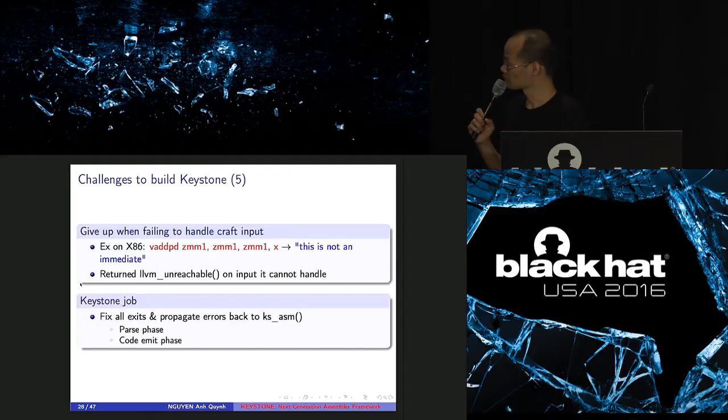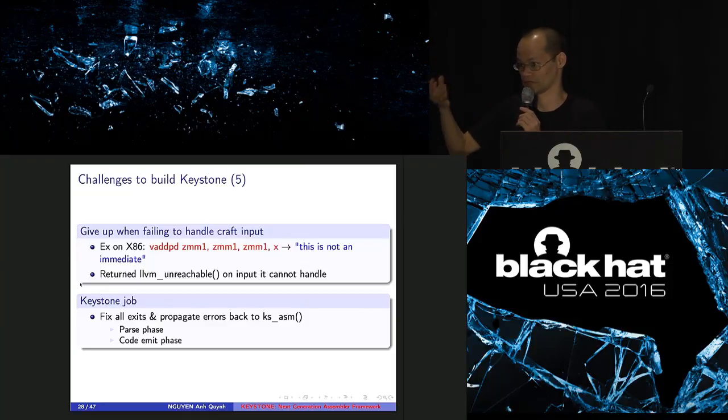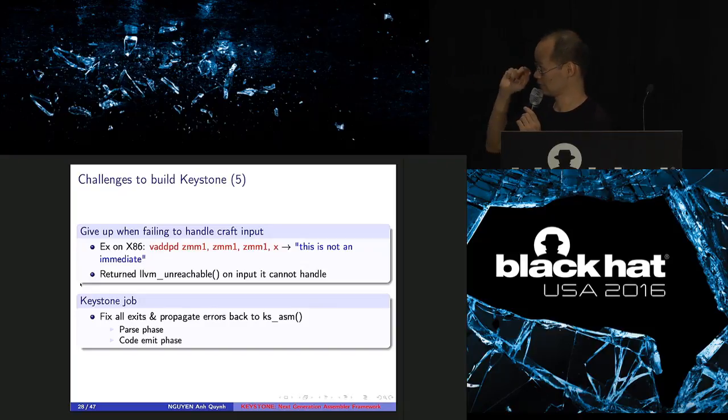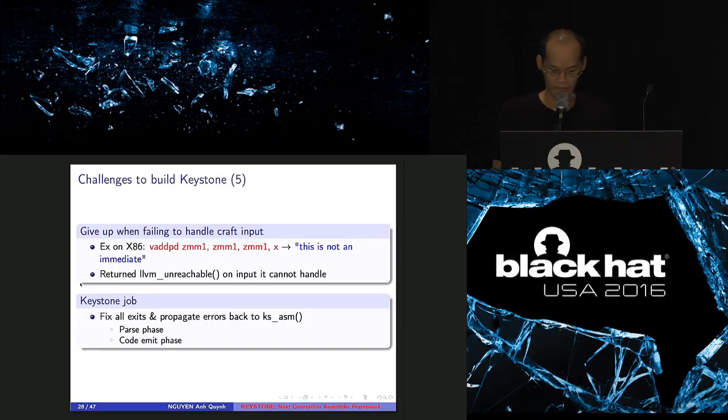Okay, there's one more issue. If you compile something like that on LLVM, it reports that this instruction is not correct. We can see that the X on the red instruction should be one constant number. When LLVM sees that, it reports an error, and after that, it exits immediately. And that's not good for a framework, right? Keystone as a framework, when it has some input that it cannot handle, should not exit. It should keep going, but report back errors, right? So here I spent a lot of time fixing the exit, and I propagate errors back to the high level API, and return that error to your tools.